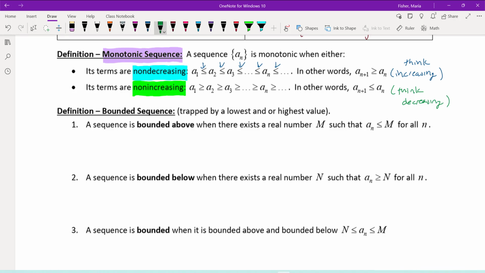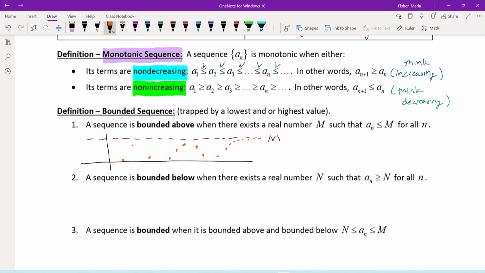That's something that's monotonic. Now, a bounded sequence is a sequence that's going to be trapped by a lowest and or highest value. A sequence is bounded above when there exists some real number m such that a sub n is less than or equal to m for all n. If you think about it as a picture, we're going to draw some random sequence here, and we're also going to draw a horizontal asymptote here for m. So let's say that this was my sequence. My sequence is this guy here. Notice that it's never going above m, therefore this sequence is bounded above by m.